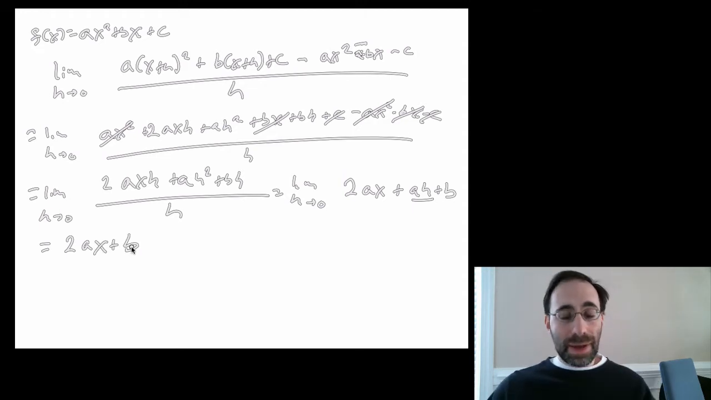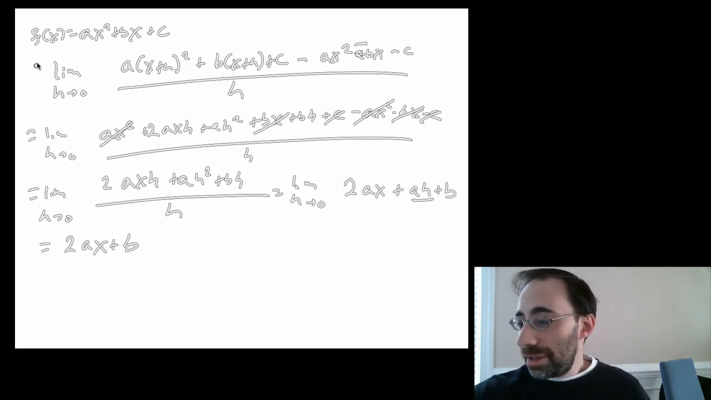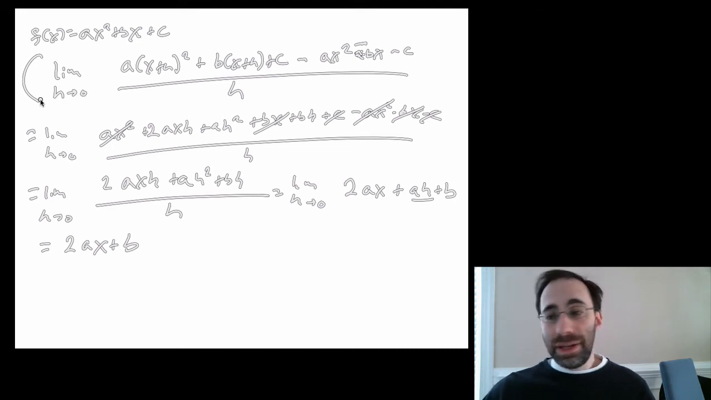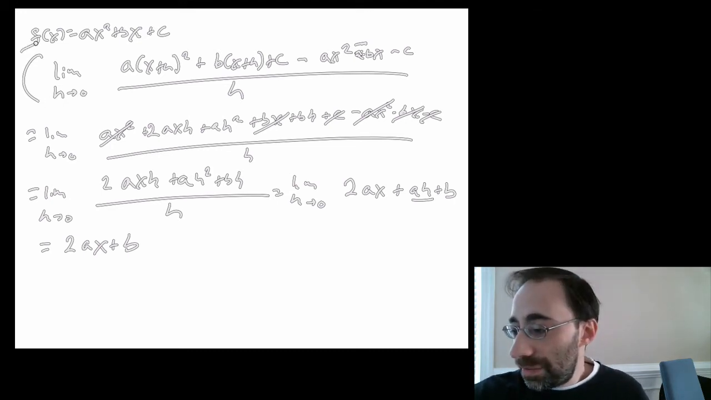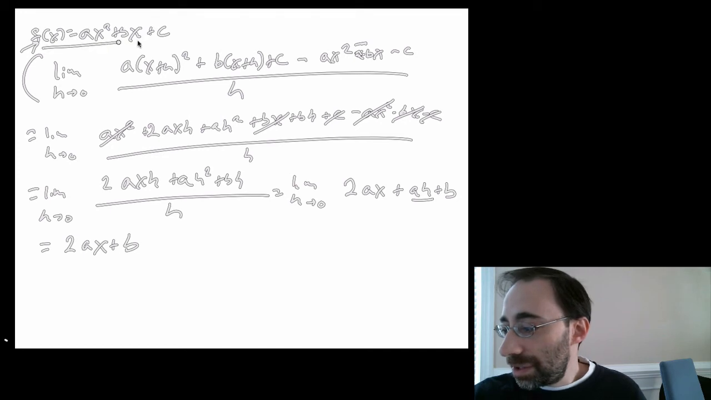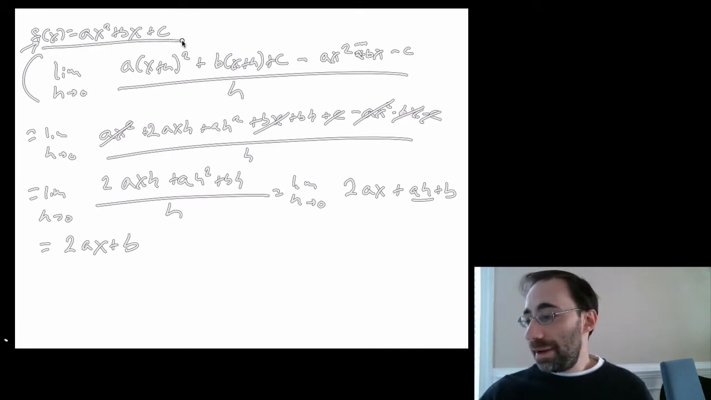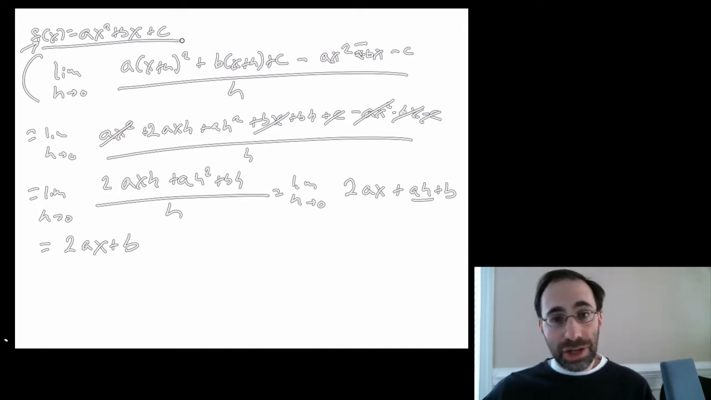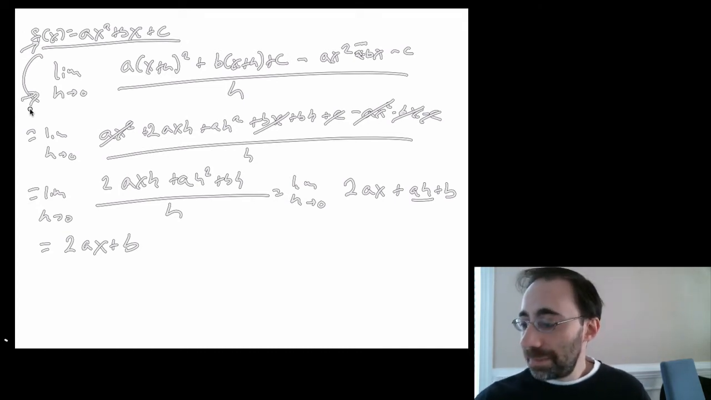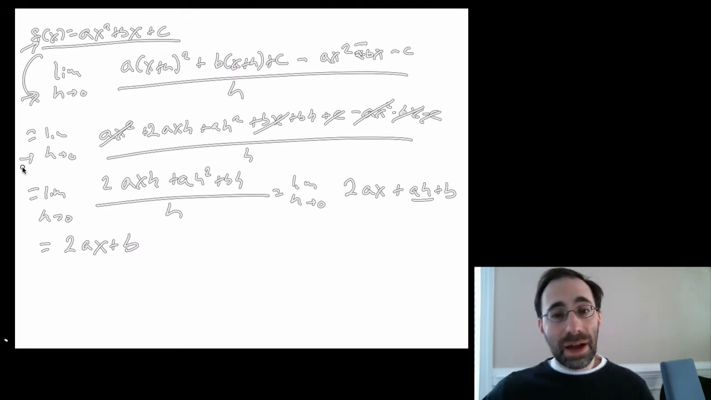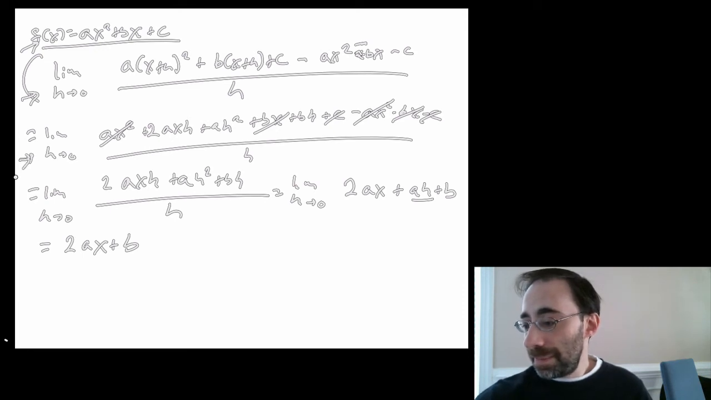So again, let me take a step back and go through these steps again. First, step 1, I plug in x plus h to this function here, and then that's f of x plus h. Then I subtract the function itself with no h. That gives me this thing here. The second step, I expand out all of my terms. So if there's an x plus h squared, I square it. If there's a b times x plus h, I distribute the b, and so on. That gives me this term.